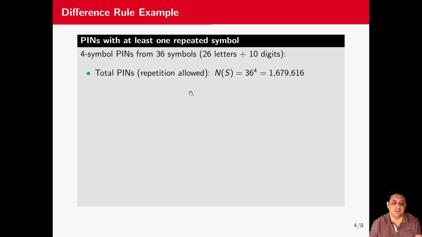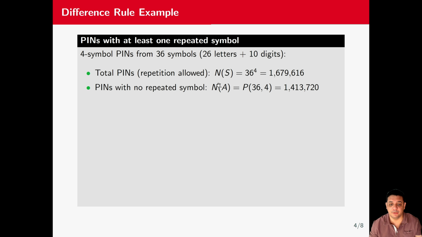So one example of this: let's go back to the example of the 4-symbol pens. We have 4-symbol pens from 36 symbols. The total number of pens is going to be 36 to the 4, allowing repetition. And the pens with no repeated symbol is going to be the permutation of 36 taken 4, which is going to be 1,413,720.